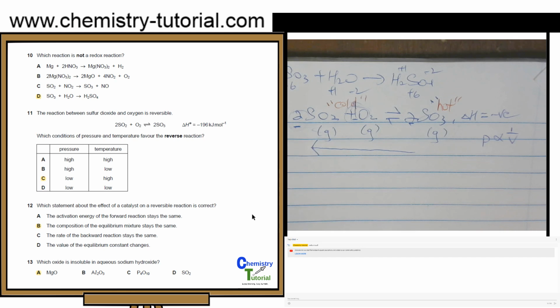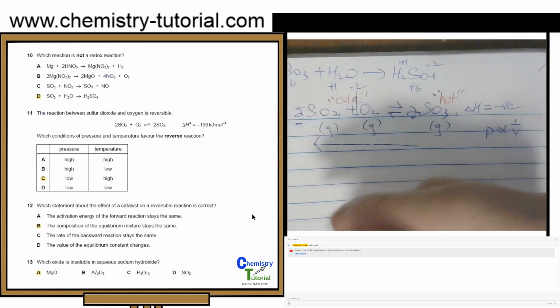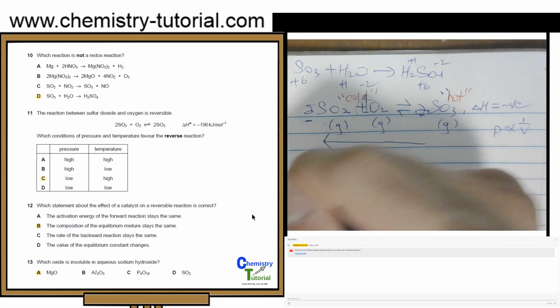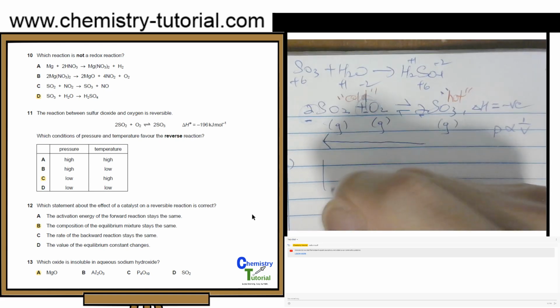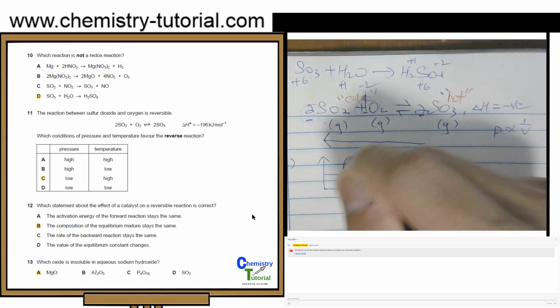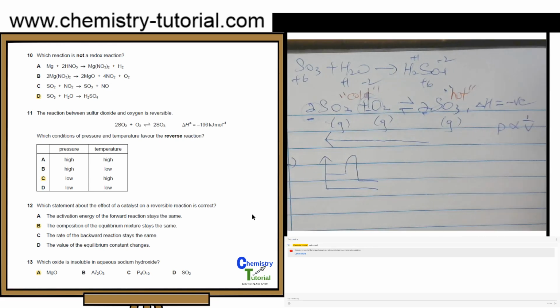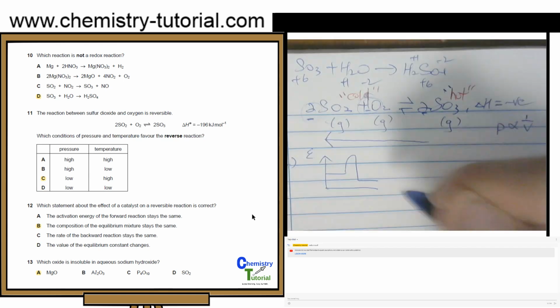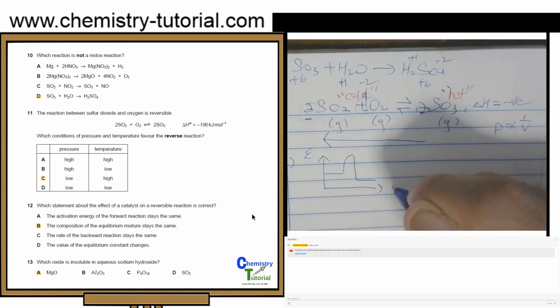Now for question 12, which statement about the effects of a catalyst on a reversible reaction is correct? Let's go through all the options. The activation energy of the forward reaction stays the same. That's not true, because let's draw a very simple energy profile diagram. Assuming it's an exothermic reaction. Now this is your energy level, and this is your progress of reaction.